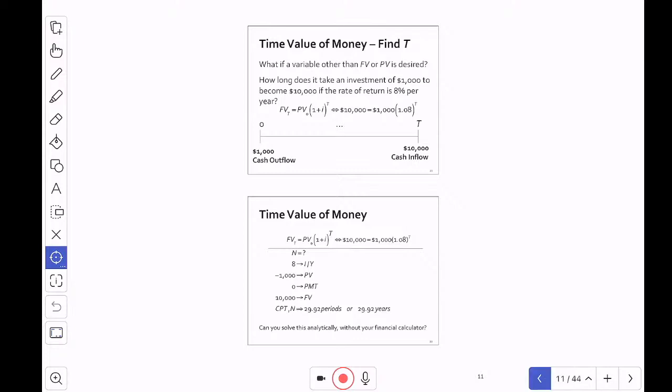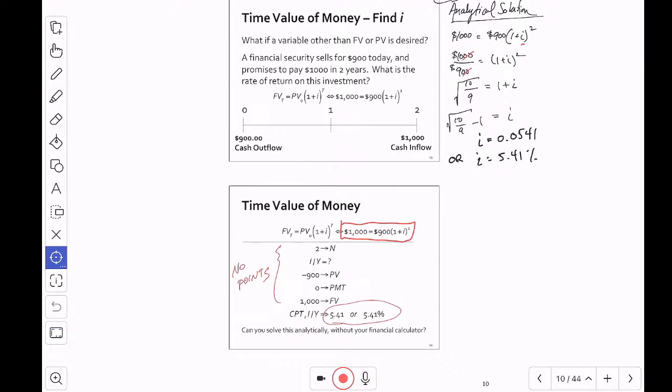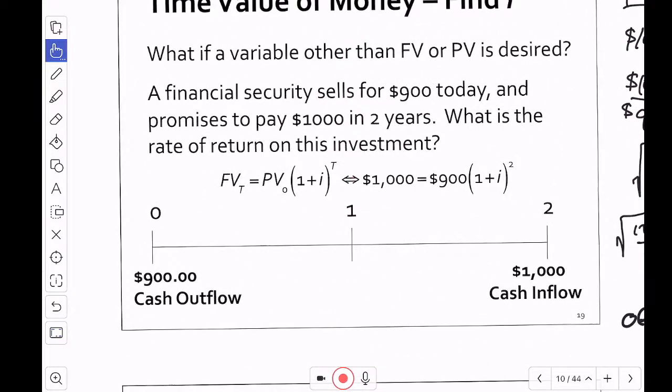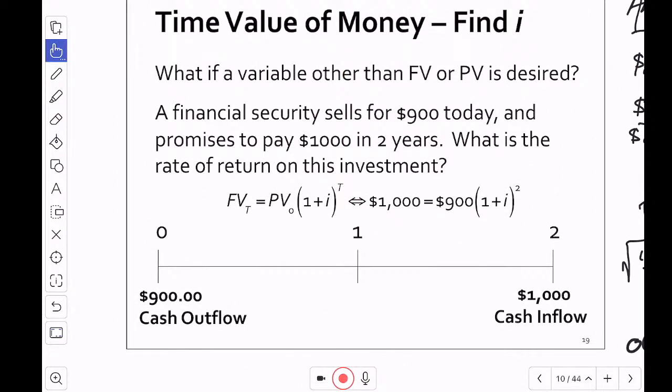Okay, any remaining questions about solving for I? The time value of money formula has 4 variables, and as long as we have the knowledge of 3 of them, we can solve the 4th, right? So what if instead of what we've done so far, I give you the future value, the present value, and the interest rate? Can you find T? That's what we're going to do next.